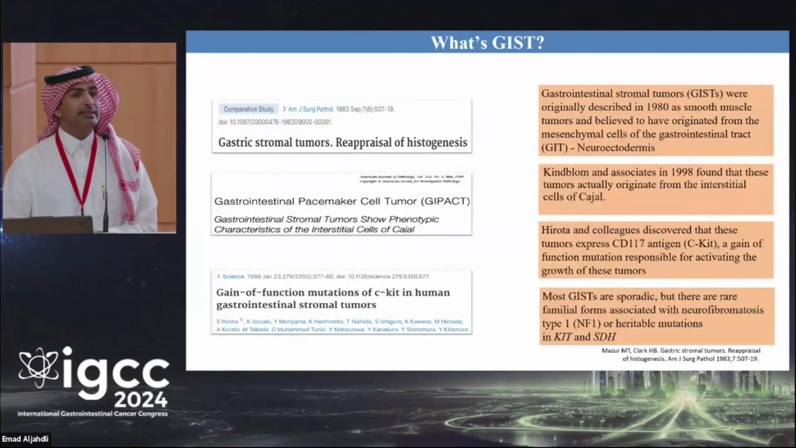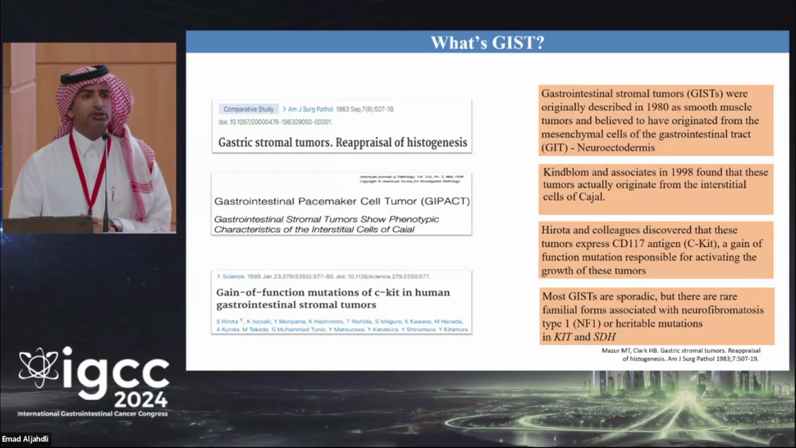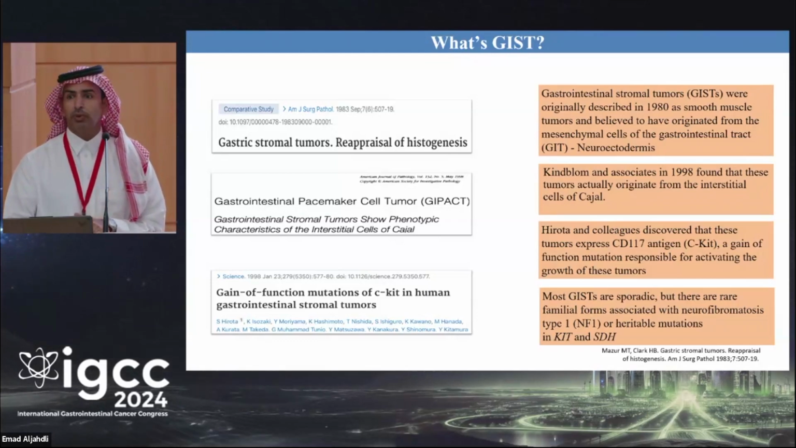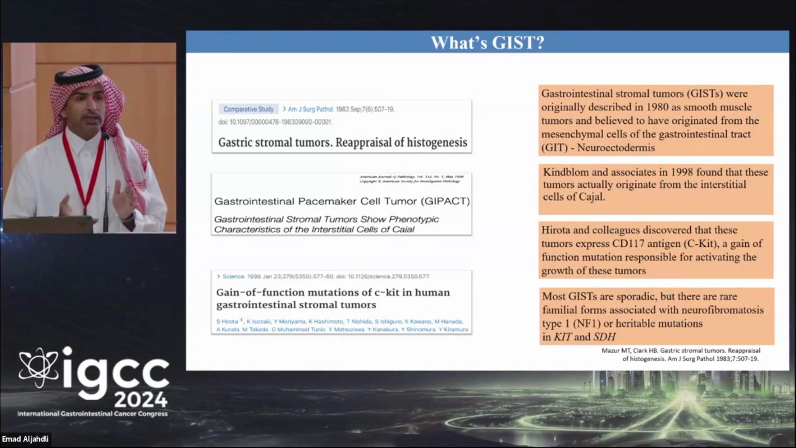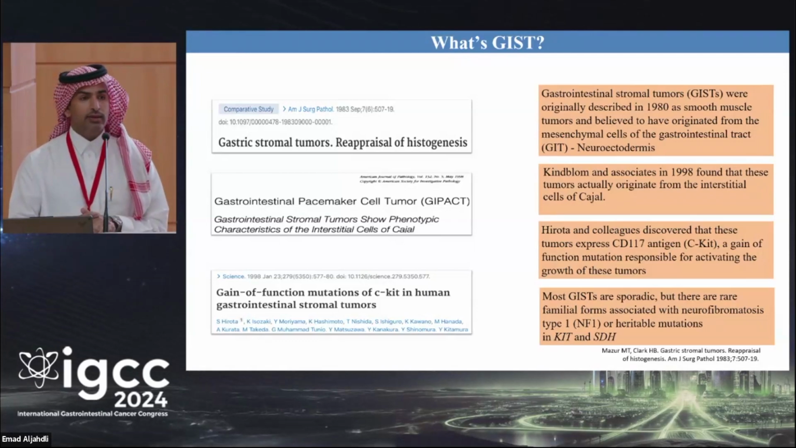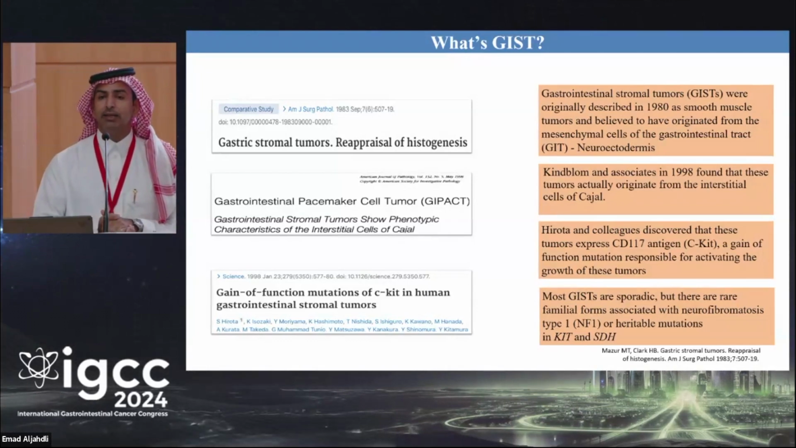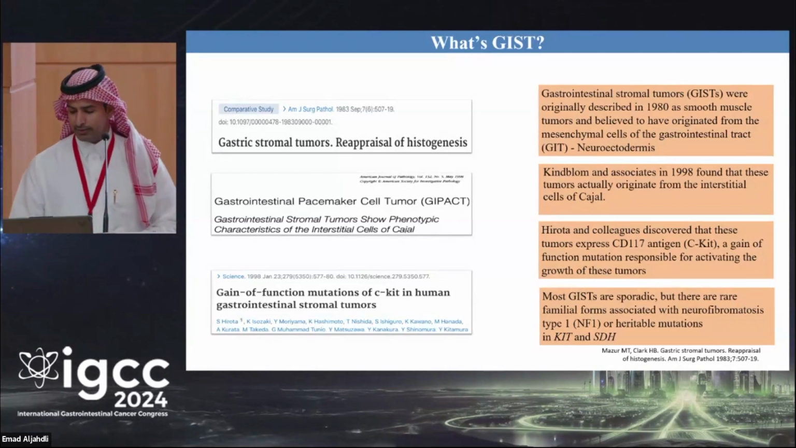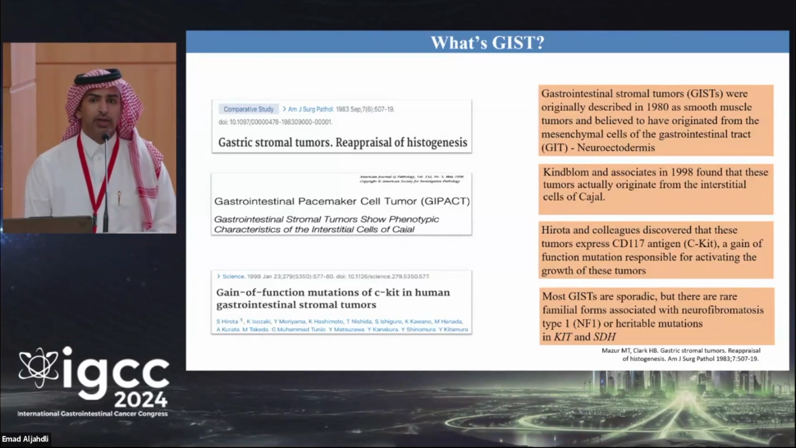So first, what is GIST? In the early 80s, GIST was thought to be just a smooth muscle tumor. Until 1998, we got more information about the disease, and it originates from the interstitial cells of Cajal. Around the same year, they found that these tumors actually mutated from CD117 c-KIT, which helped us with tyrosine kinase targeted therapy.